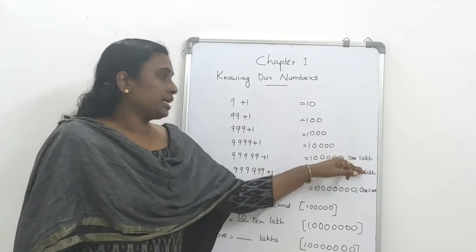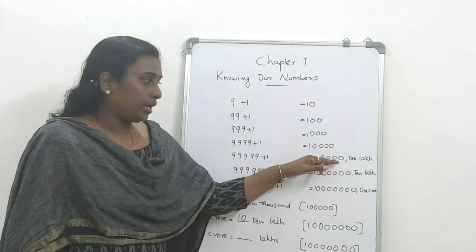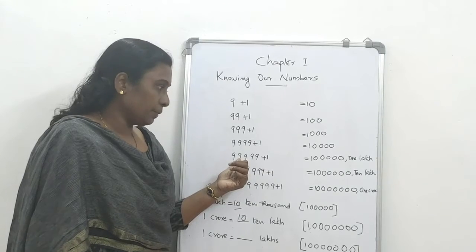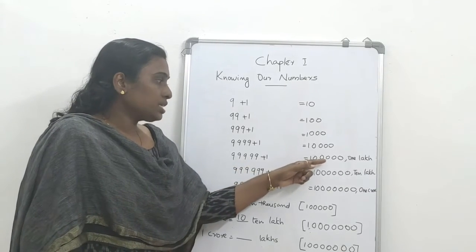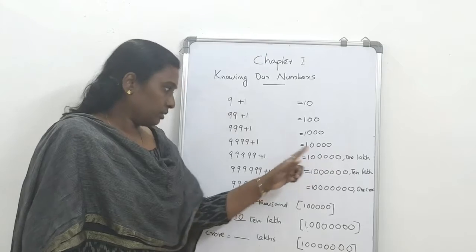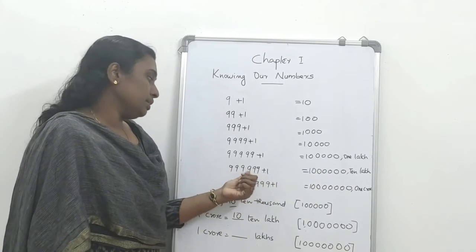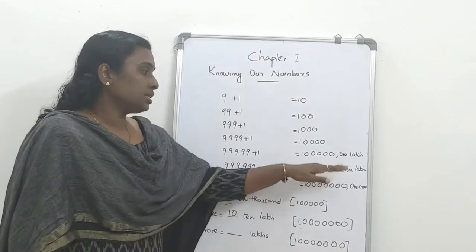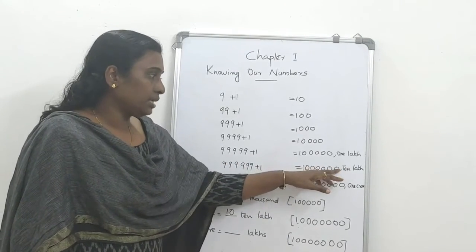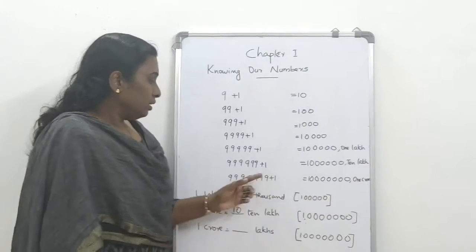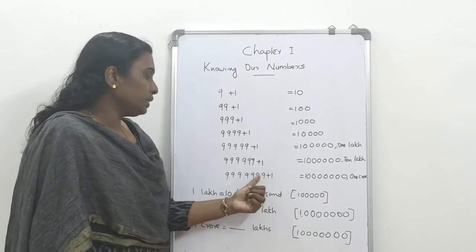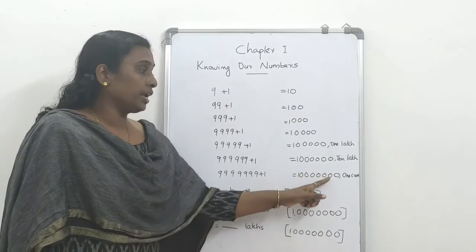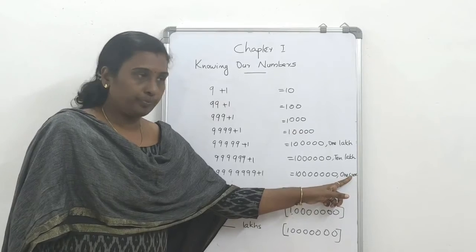The smallest 6-digit number is 1 lakh. It is obtained by adding 1 to the largest 5-digit number. If we add 1 to the largest 6-digit number, we get the smallest 7-digit number, that is 10 lakh. Similarly, if we add 1 to the largest 7-digit number, we get the smallest 8-digit number, that is 1 crore.